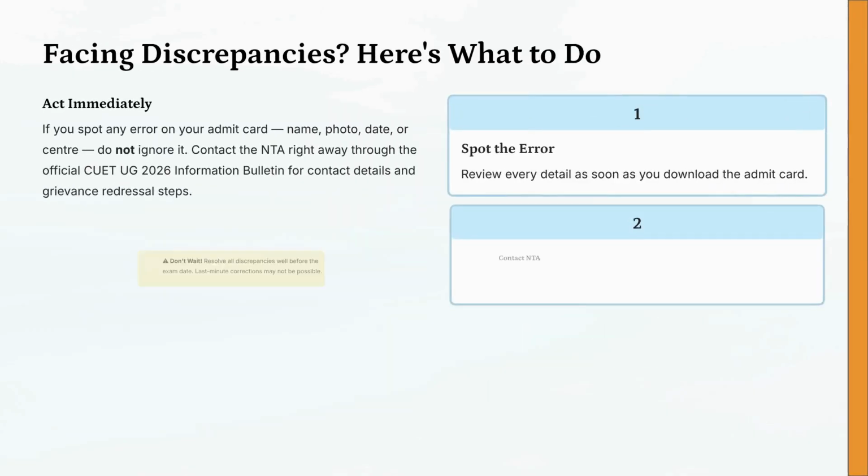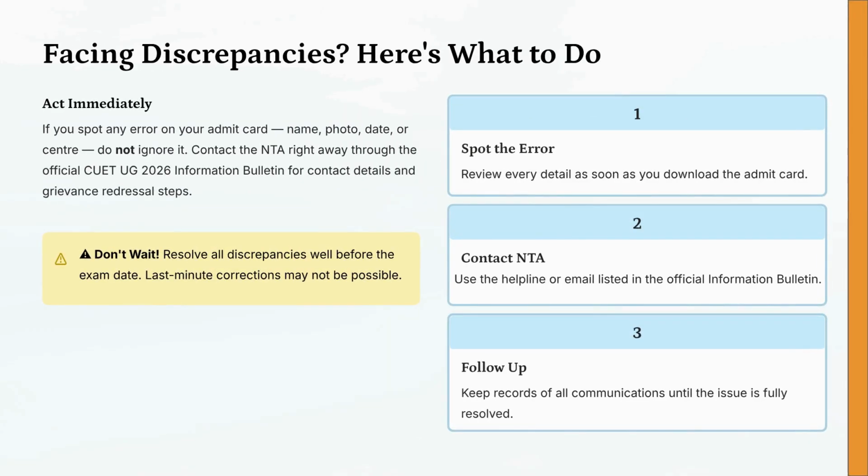If you notice any error on your admit card, such as incorrect personal details, photograph, or exam center, contact the National Testing Agency immediately using the official helpline or email. Resolve all discrepancies well before the examination date to avoid last-minute issues.